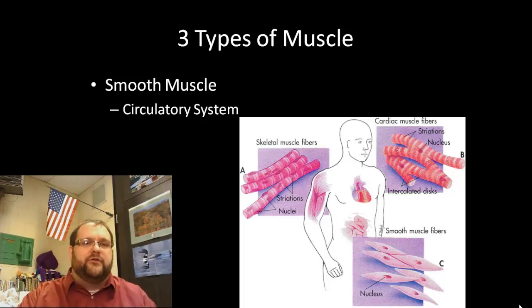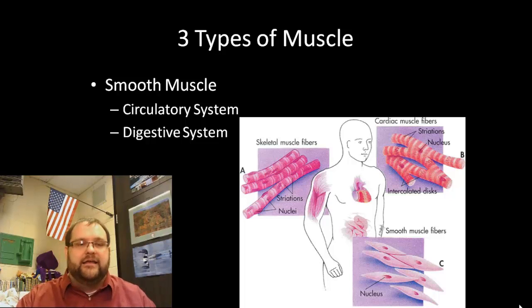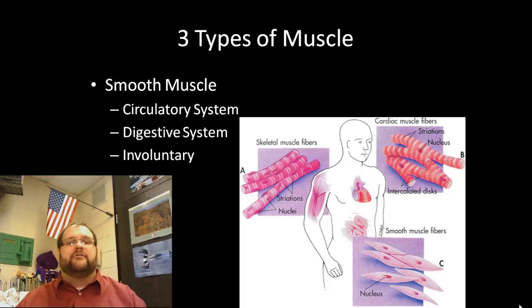Another place we'd find a lot of this smooth muscle is in our digestive system. It helps with peristalsis, or pushing the food down our digestive tract, and it's also going to help our stomach mix up our stomach contents. So those are the places where we typically find it in our body. And the big thing about smooth muscle is it's involuntary. It's not the type of muscle that we're going to be able to control.